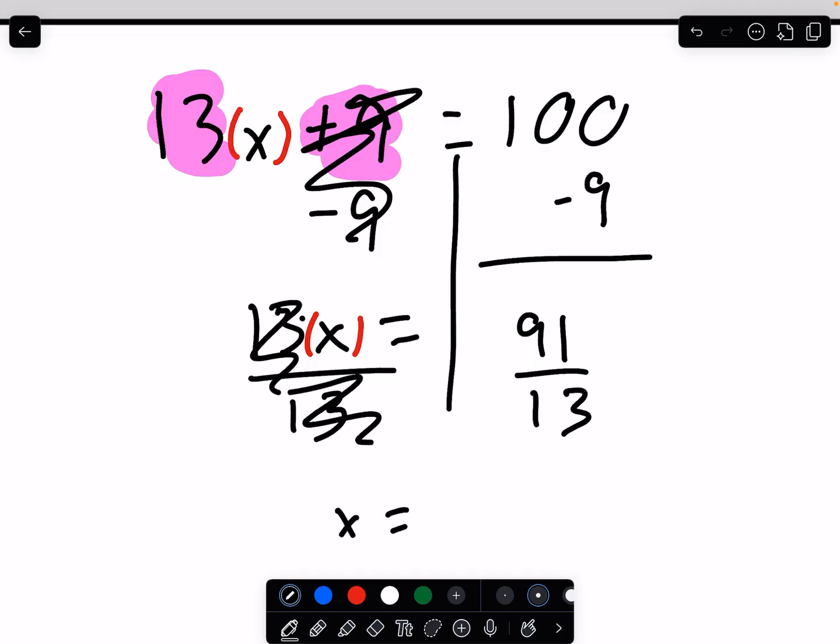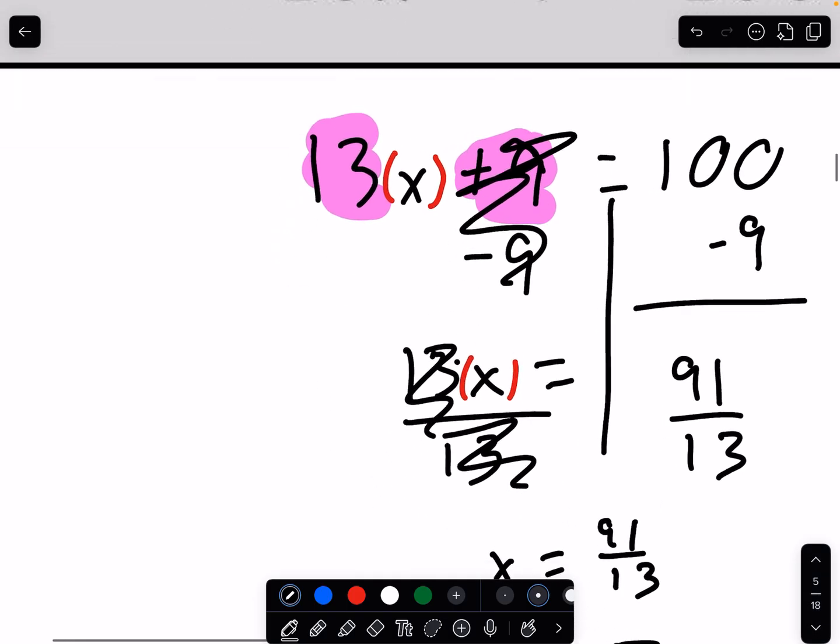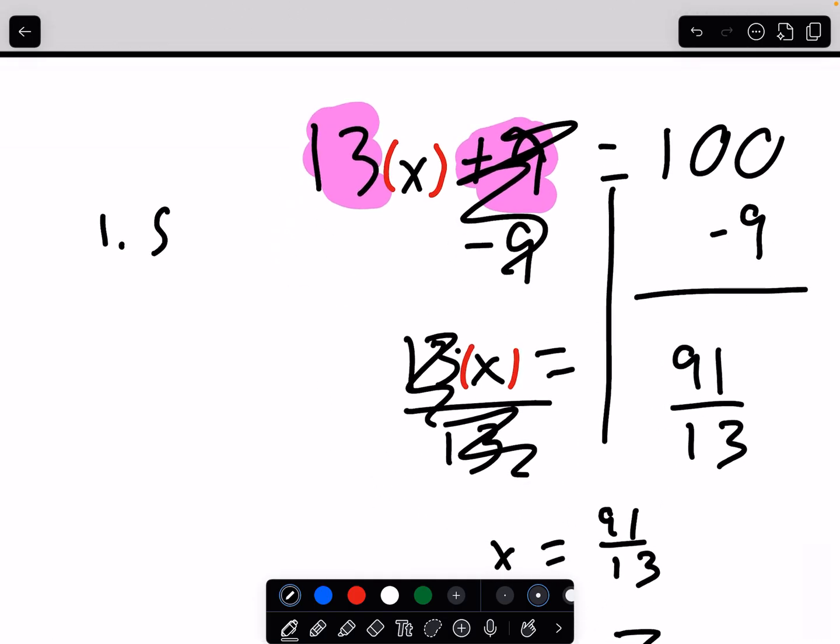Maybe I don't know what this is. Maybe I do, but I can go into my calculator. I can do 91 divided by 13, and I'm going to get 7. So again, my first step here was subtract, and my second step was divide.